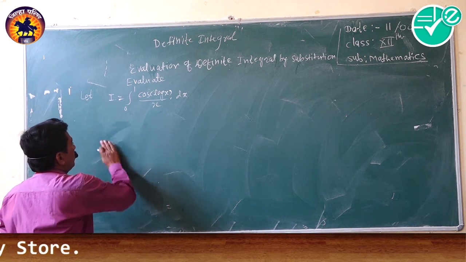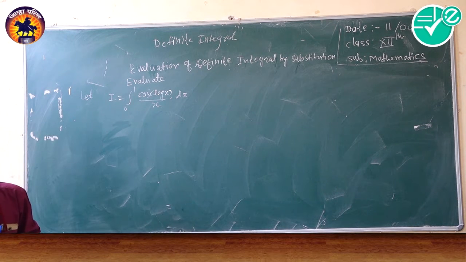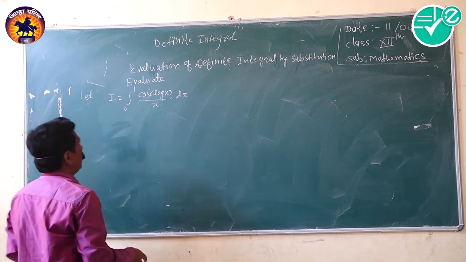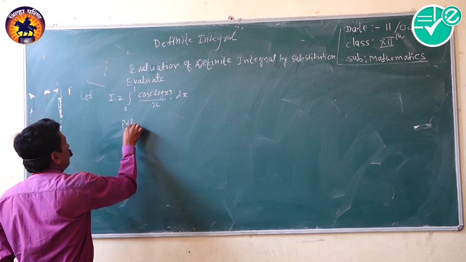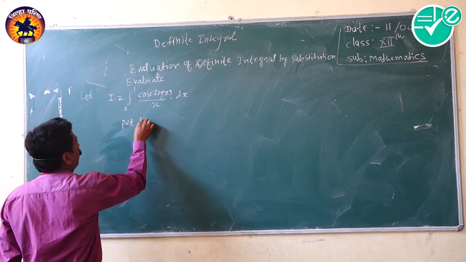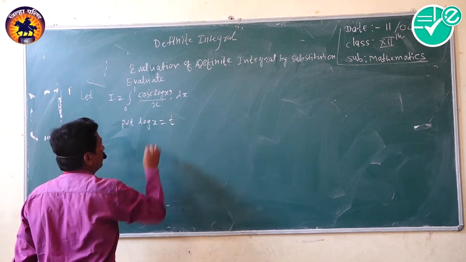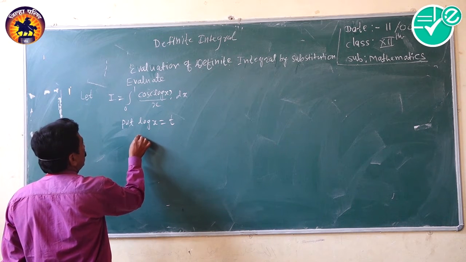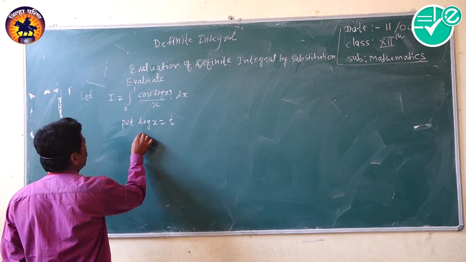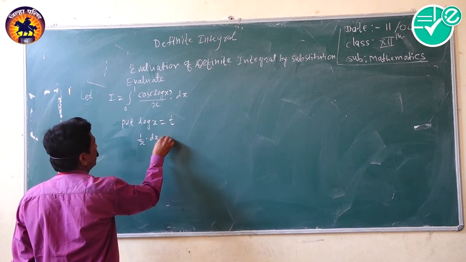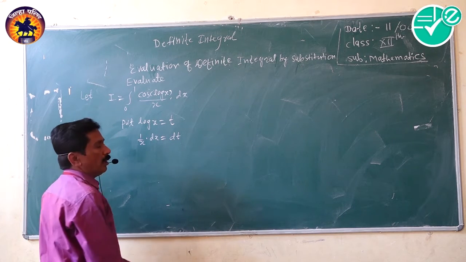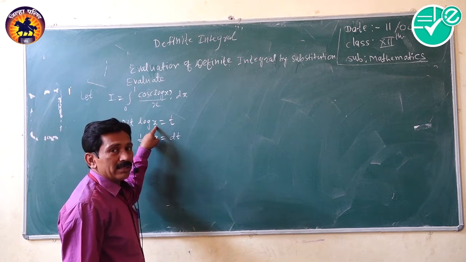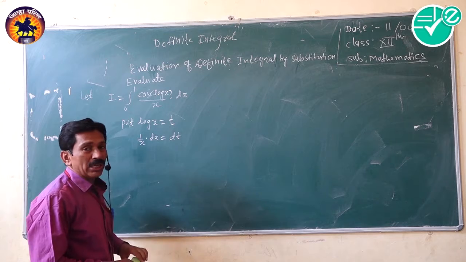This is equals to, now using substitution here, put log of x is equals to t. Now differentiating both sides with respect to x, that is 1 by x into dx is equals to dt. Now we are using variable t in place of x, therefore limits will also change.